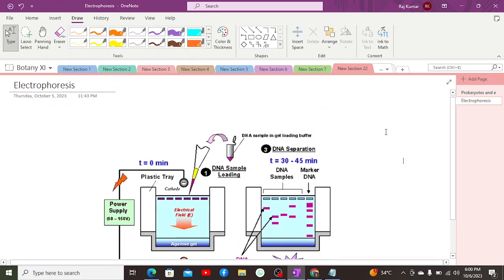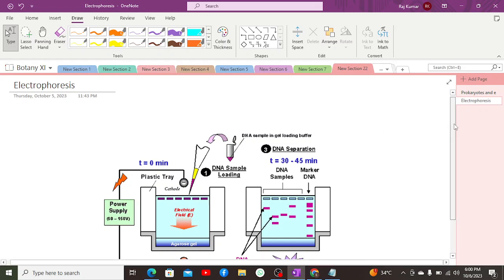First, let us discuss what the term means. Electro means electric current, phoresis means transmission. Electrophoresis is a biochemical process in which we determine the characteristics of a macromolecule by utilizing electrical current in such a manner that it causes the transmission of the macromolecules within the electrolytic cell.